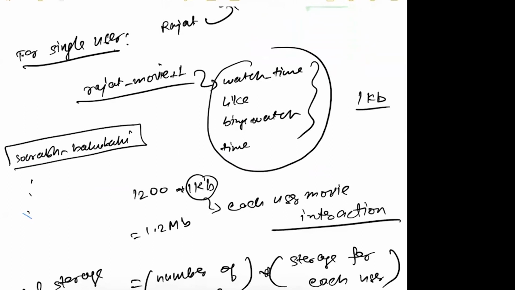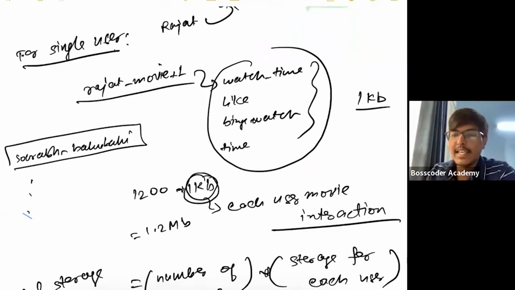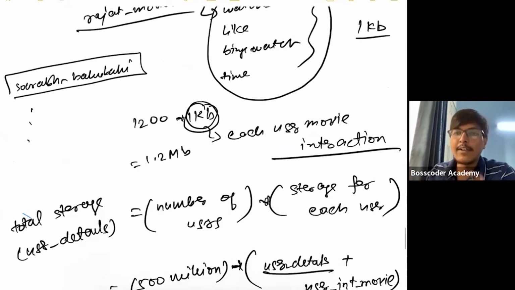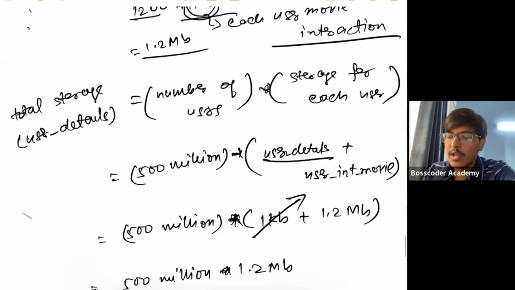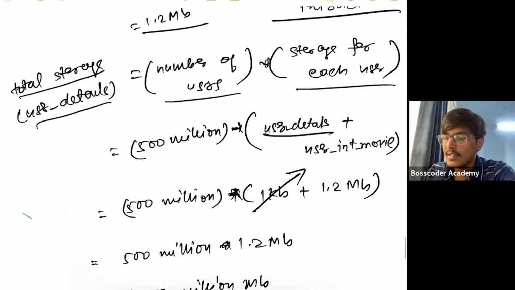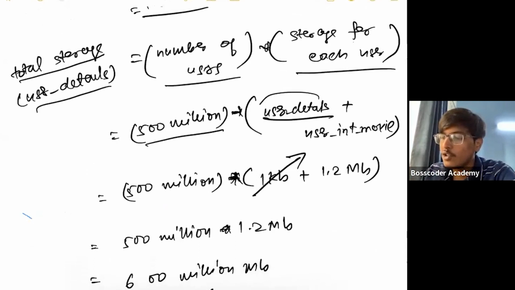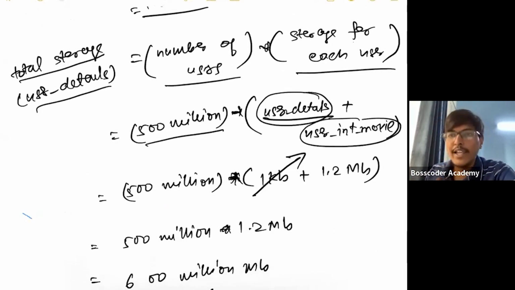Yes, sir. Right. So we are saying all of this is taking 1 KB of storage. Then for each user, the movie interaction is taking 1.2 MB, because there are 1200 movies a user is watching in the lifetime, and for each movie there is 1 KB of interaction, which means 1.2 MB. The total storage will be number of users into storage for each user, which will be 500 MB plus user details plus user movie interaction.